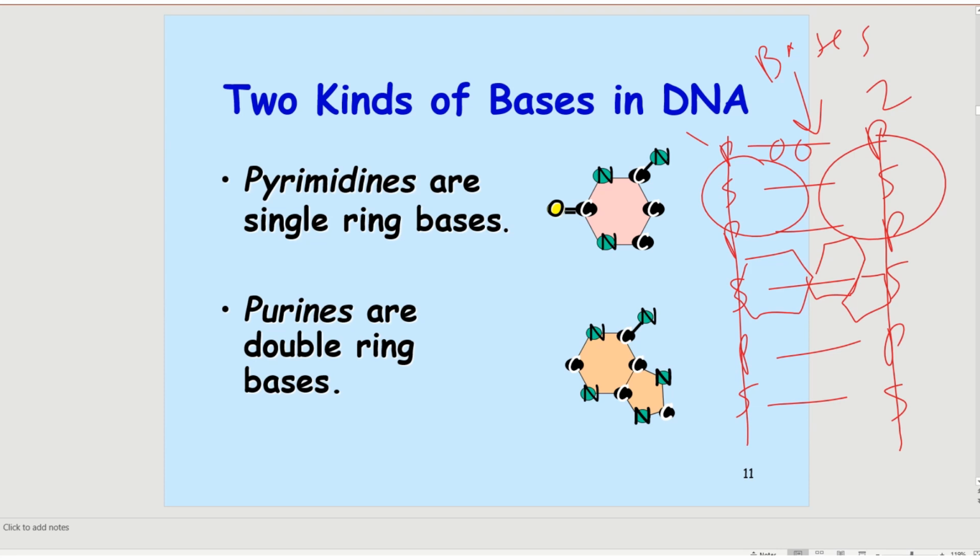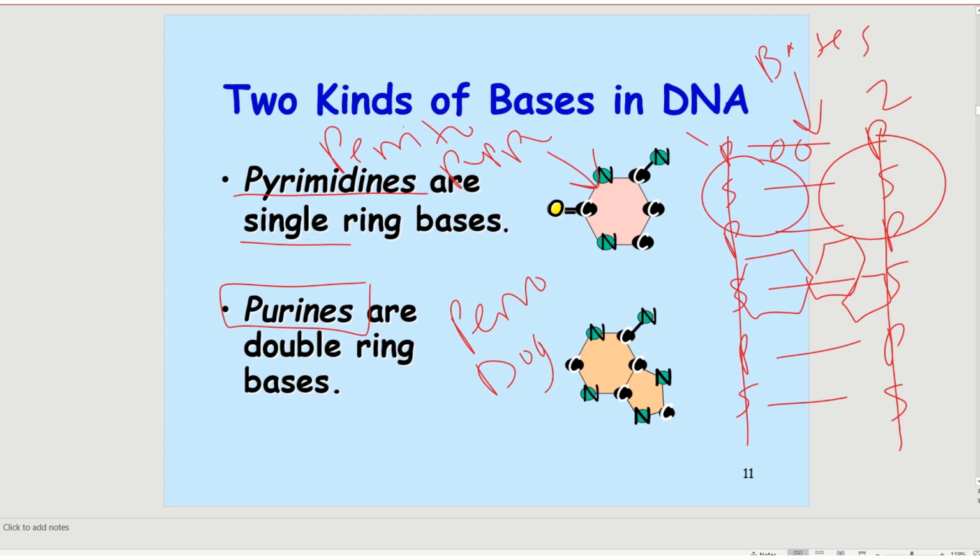Okay? Now, pyrimidines, how do I remember that those are going to be small? Single ring. Well, I think of this. I think of perrito, perro, or puppy, dog. Purines are the pure or the big ones. Think of perro or dog. The word is small, but the animal is big, right? Pyrimidines. Perrito or puppy. The word is bigger, but the animal is small.